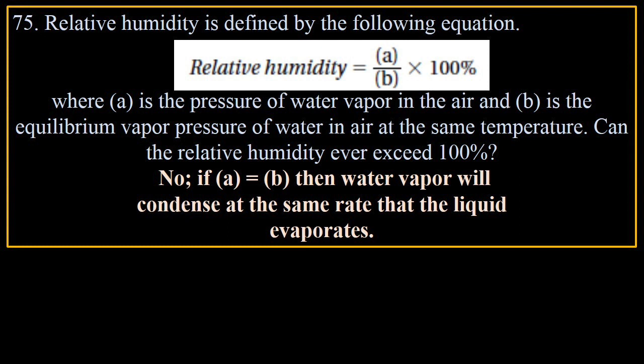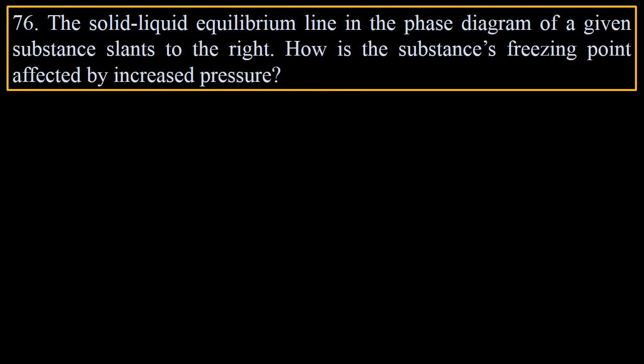If A and B are equal, then the water vapor will condense at the same rate that the liquid evaporates. So it's like a saturated solution of water in the air. You can't get more than that unless it's supersaturated, and that sometimes works, but that's for another day.